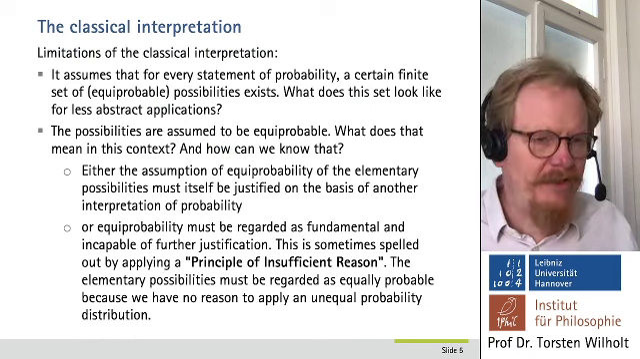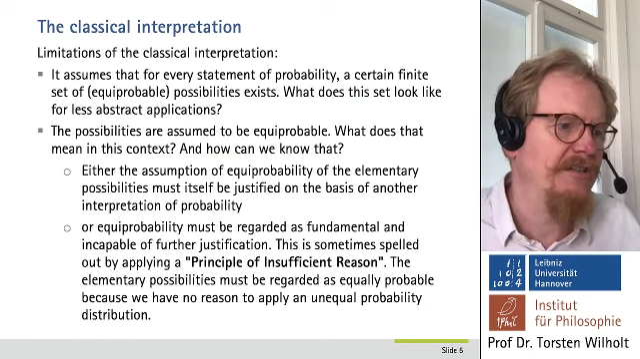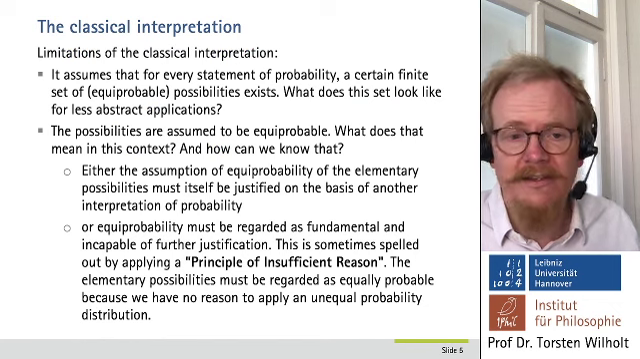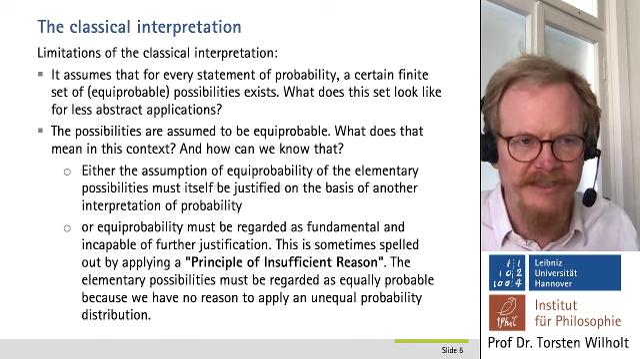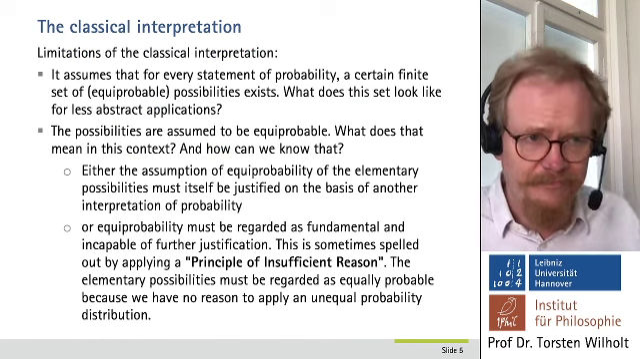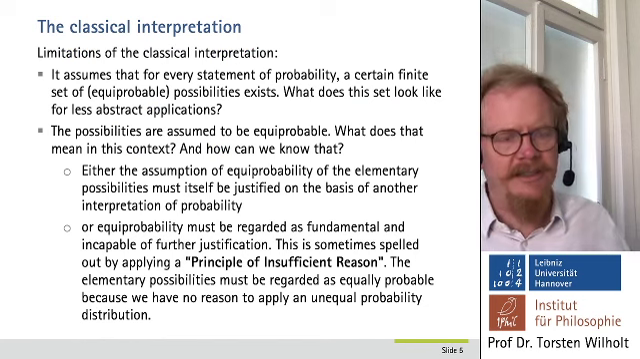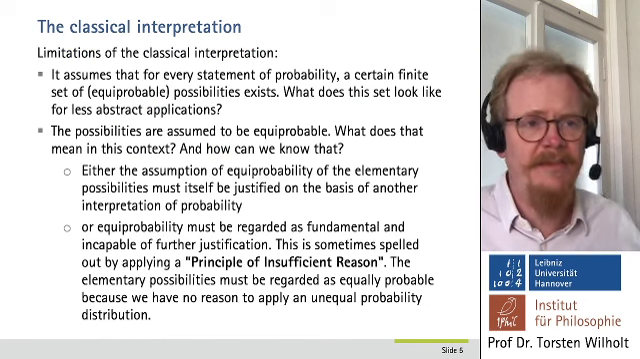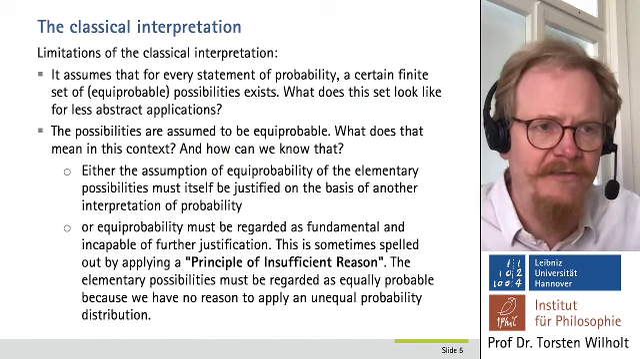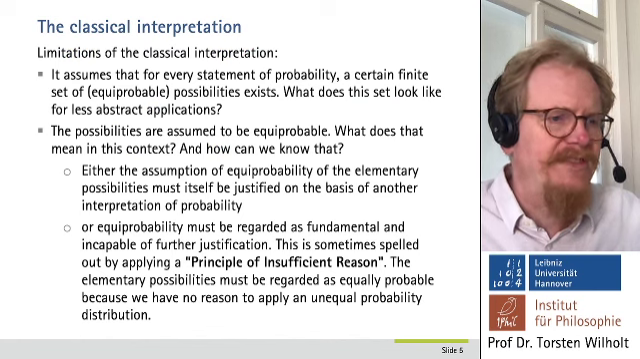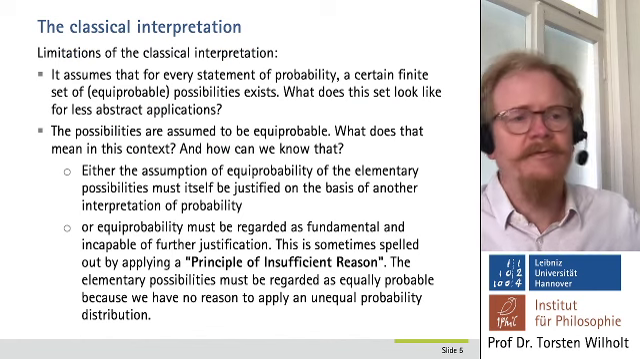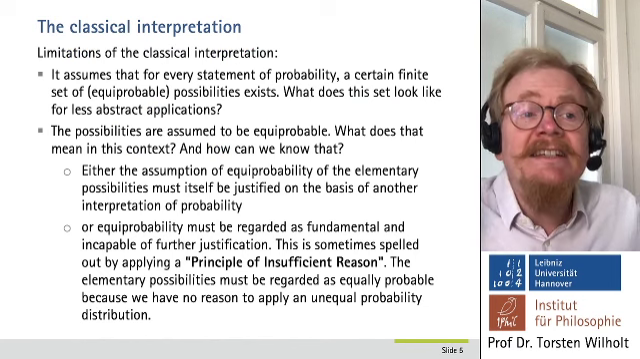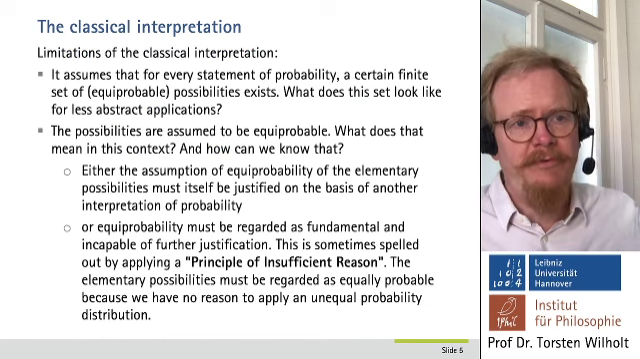However, this principle itself leads to new difficulties because there are often different ways to divide the world into elementary possibilities, and this can lead to contradictory conclusions. We're going to come back to this at some point during our course of lectures, but not today. So the classical interpretation doesn't bring us very far, but it is an objective kind of probability interpretation.